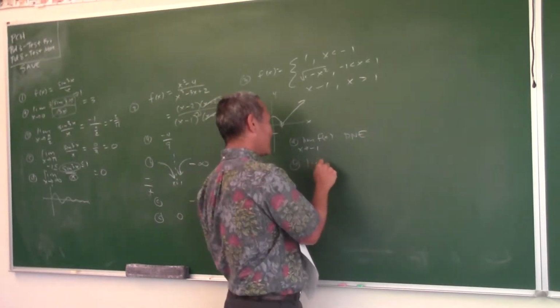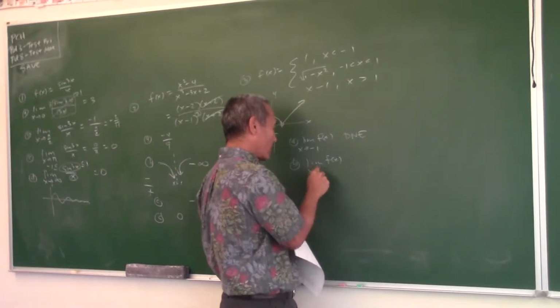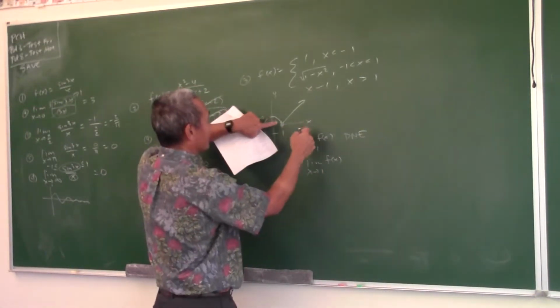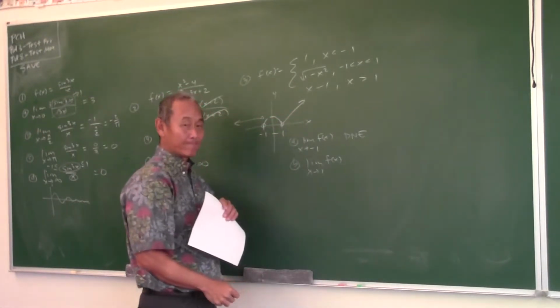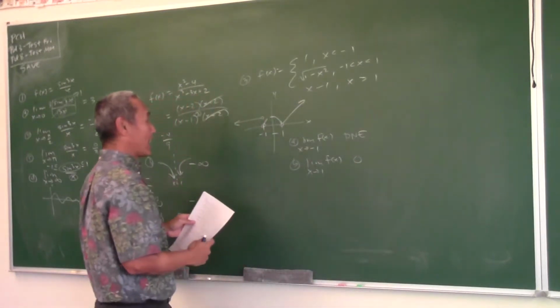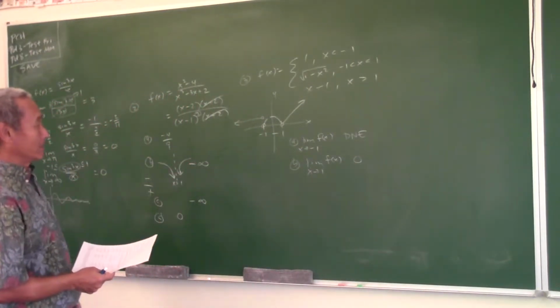B, what is the limit of this function as x approaches 1, I'm assuming? Yep. So here's 1 right here, coming from the left and the right. Is it going toward the same point? Yep. And what is the y-coordinate of that point? 0. So again, if you have the graph in front of your face, it's easy to compute limits.